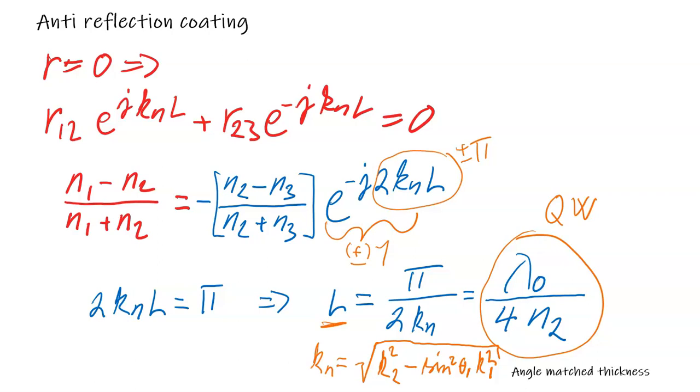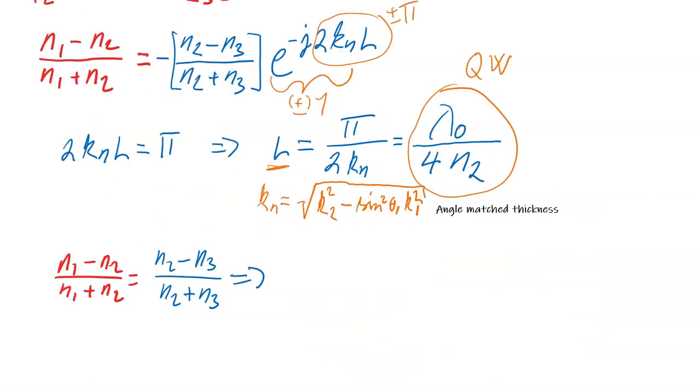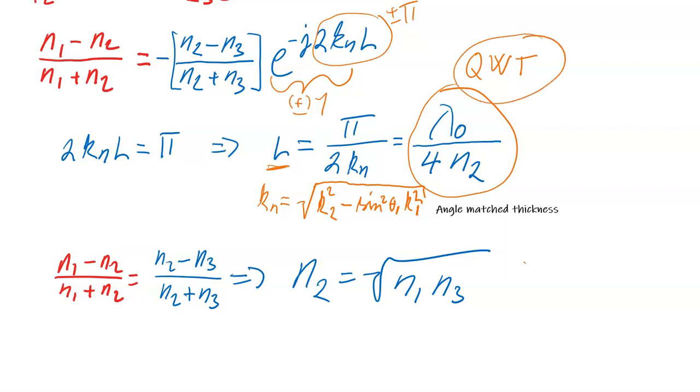The refractive index of the film to realize anti-reflection coating can now be solved from the remaining equation. As a result, the index should be the square root of the product of the refractive indices of the first and the last layers. And as a summary, if we want to realize an anti-reflection coating with a single film, it needs to be quarter wave thick and have such refractive index.